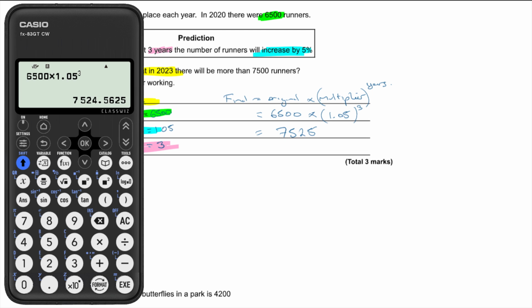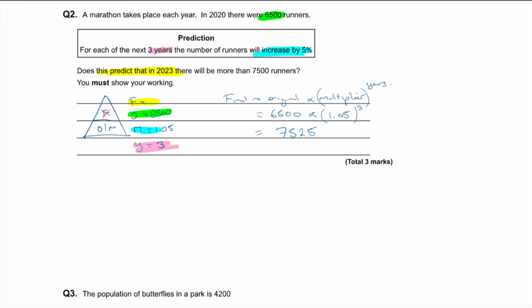So I'm going to round that off to 7,525 because I don't like the idea of a fractional runner. That would be quite messy. So 7,525. So does this predict that in 2023 there will be more than 7,500? Yeah, there'll be 25 more than that, won't they? So yes, greater than 7,500. Don't forget to answer the question. So the question was, does the prediction predict it's over 7,500, not just find the answer. Okay, so you need to answer the question.